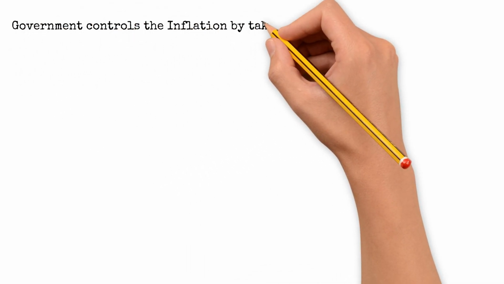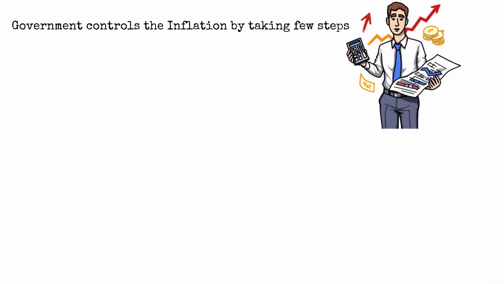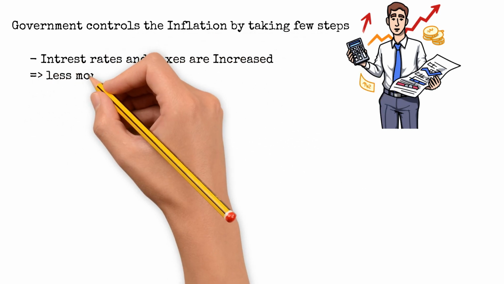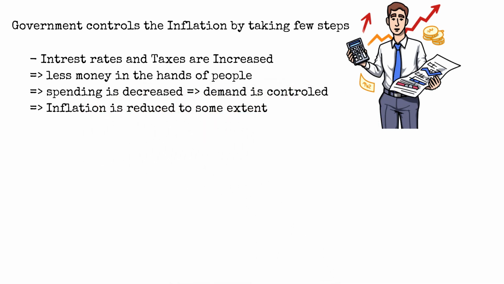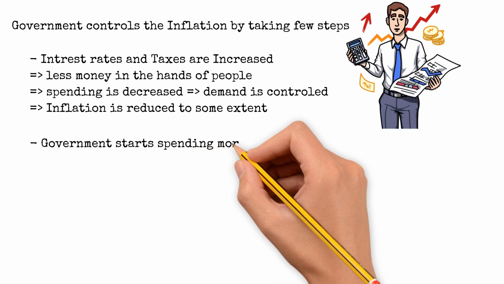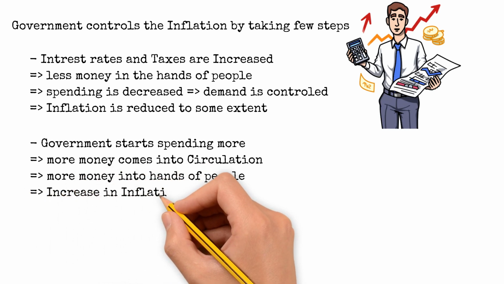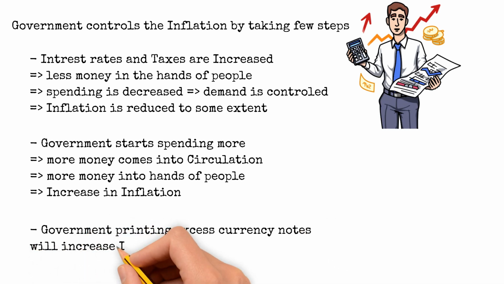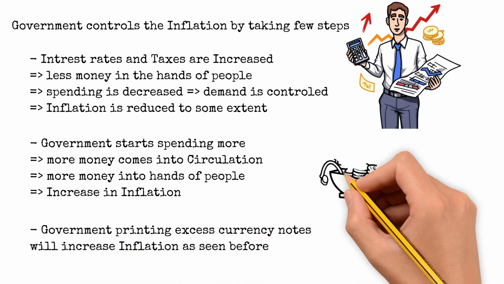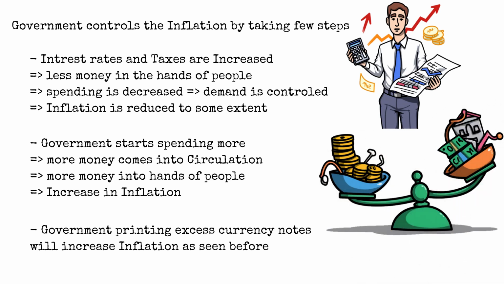Therefore, the government will take a few steps to keep inflation in control. For example, when the government increases interest rates and taxes, this will lead to less money in the hands of people, so they will spend less and the demand is in control, and hence inflation is reduced to some extent. Another way is that the government will start spending less. When the government spends more, money comes into circulation, which will lead to more money in the hands of people. This will lead to inflation. And also, when the government prints more currency notes, we have already seen how it leads to inflation. These are a few ways the government will control inflation, and this was all about inflation.